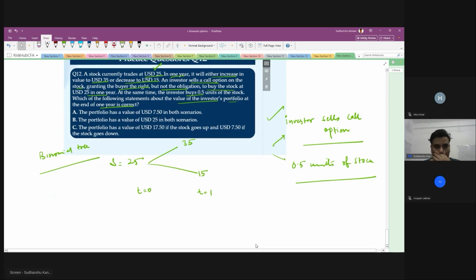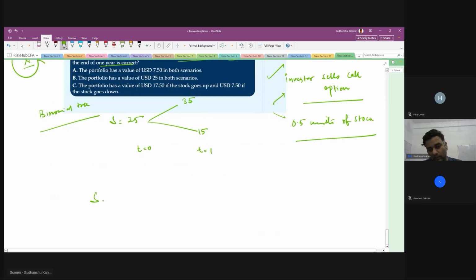So if you see here, the investor sells a call option to buy the stock at USD 25 in 1 year. So this is your strike, guys. This is X. I know you will ask, sir, how is it the strike? Just keep in mind, the investor is granting the buyer the right at this price, and this is called the strike. So the strike is 25.